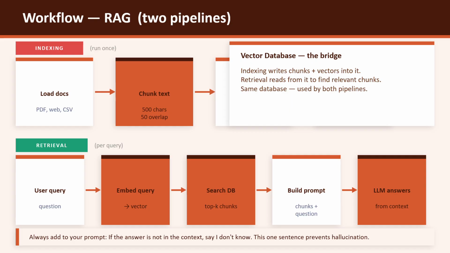Look at the tip at the bottom of this slide. Always add this sentence to your prompt. If the answer is not in the context, say "I don't know." Without this instruction, the AI will sometimes answer from its general training data when the provided context does not contain the answer. This produces a confident-sounding but potentially wrong response, which is called a hallucination. This one sentence prevents it.